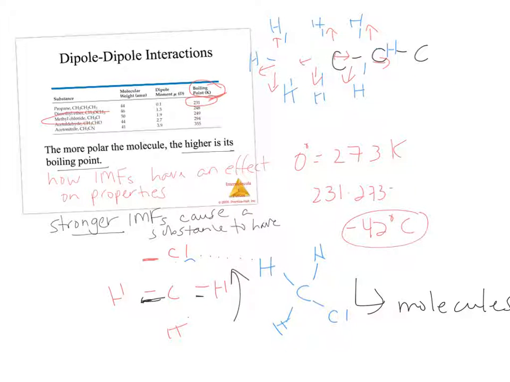So the boiling point of methyl chloride is 249 Kelvin. Let's change 249 Kelvin to Celsius. 249 Kelvin minus 273. It's going to be a little bit higher than negative 42. It's still going to be a gas at room temperature. Oops. 249 minus 273 is negative 24 Celsius.